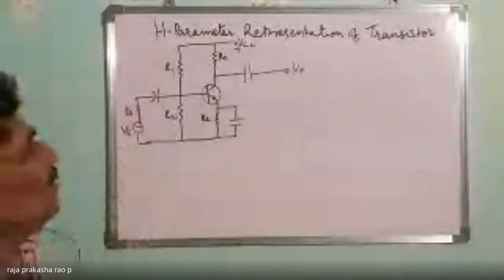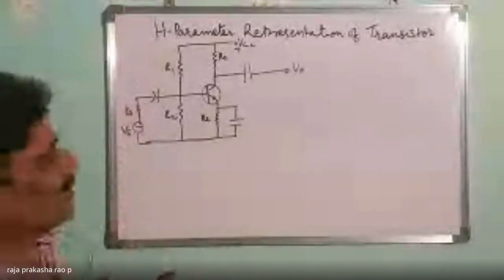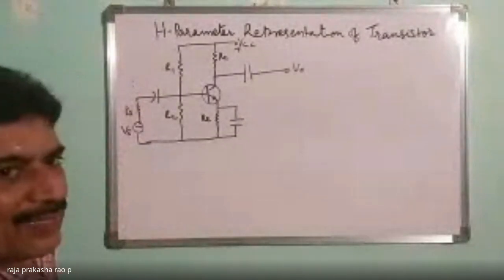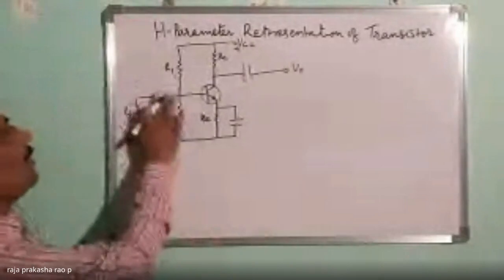First step is we have drawn the circuit as it is, and the next step is we have to short circuit all the capacitors. Let us do that now. Short circuiting this capacitor here.